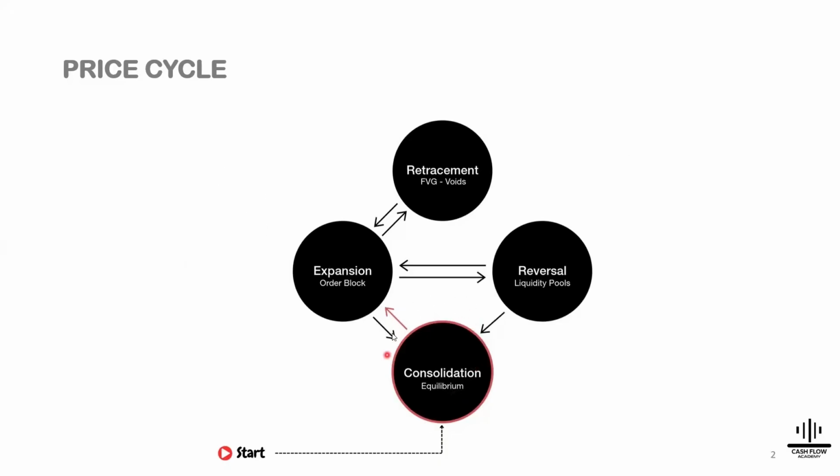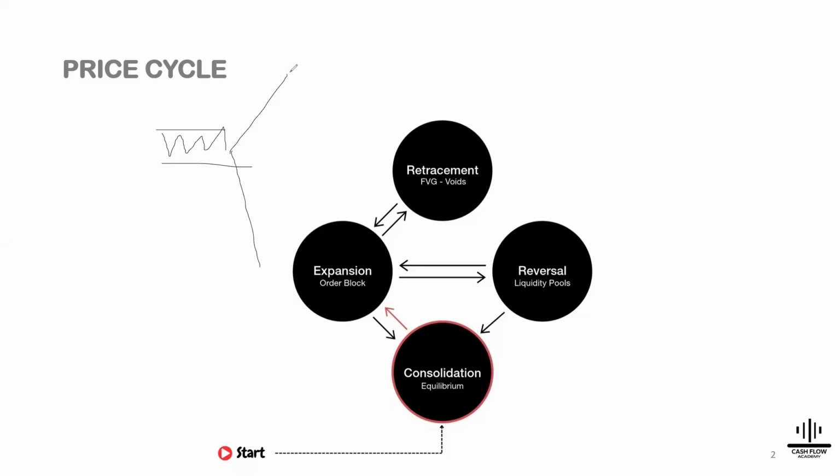Now, when you see price consolidating, there's only one thing price will do next, and that's expand. Price will never consolidate and reverse, or consolidate and retrace, but consolidate and expand. So when you see price consolidating, the next thing you are expecting is what? An expansion. Now, it could either expand higher or expand lower. Okay, good.